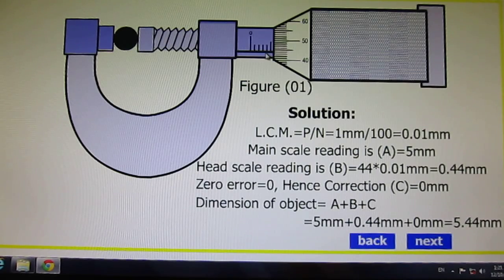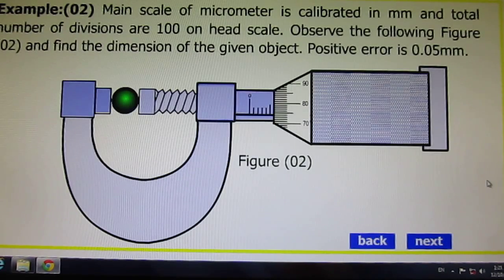So we can calculate the dimension of the object as A plus B plus C. A is the complete measurement, that is 5, and B is the alignment value, that is 44, and C is 0, so our reading is 5.44. Let us see one more example.